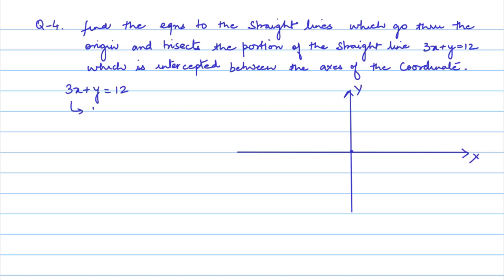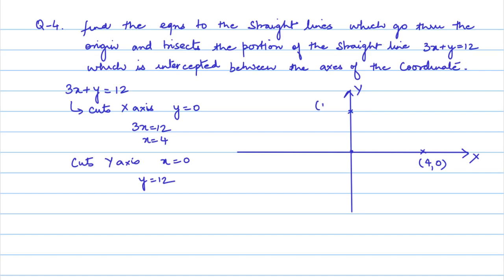Now this line cuts the x-axis at which point? Where y is 0. Put y equal to 0, we get 3x is equal to 12, x comes out to be 4. Therefore, our line cuts the x-axis at (4, 0). Similarly, our line cuts the y-axis where x is 0. We put x as 0, so we get y is equal to 12. Therefore, our line is cutting the y-axis at (0, 12).